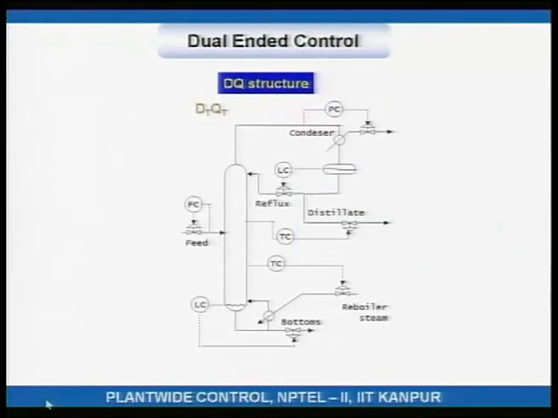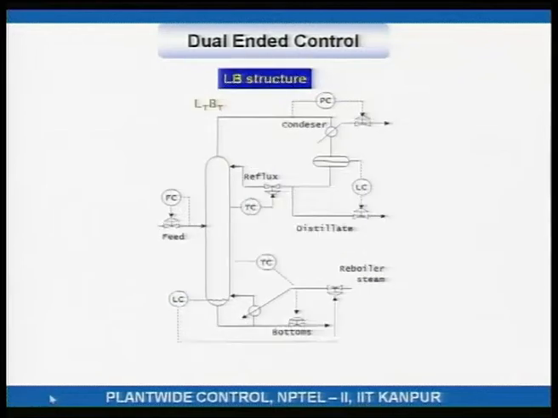This is the dual ended temperature control variant of the DQ structure. The operator is setting T1 and T2. However, the manipulation handle that is used in this case is distillate rate. In the other case, it's the reboiler duty. T2 is controlled as before using reboiler duty. Here, again two tray temperatures are being set, T1 and T2. T1 is controlled in the usual way using reflux. T2 is controlled using bottoms, and that's probably because the bottom stream is very small compared to the total boil up.